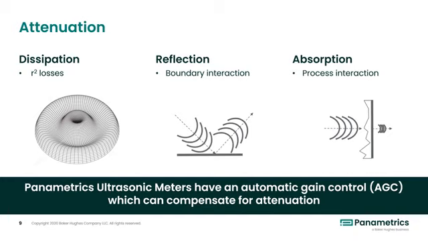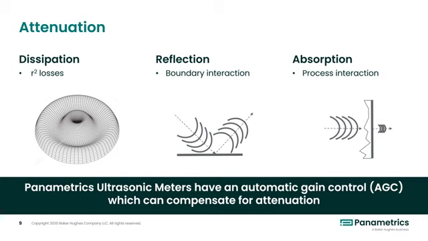Reflection occurs when a sound wave bounces off of an object. We can see this in action when we hear an echo as the sound wave bounces off of a wall and comes back to us. In ultrasonic flow measurement, we can actually bounce a signal off of the opposite side of a pipe to be able to get a flow measurement. However, reflection is not always our friend.